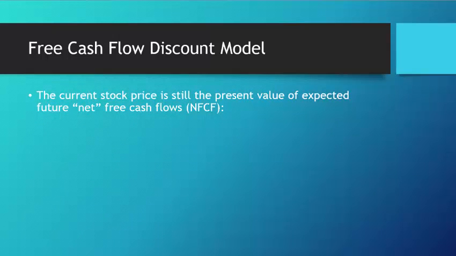If we were just looking at the price of the stock, then the current stock price is still the present value of expected future net free cash flows. And by net, I mean the net income that goes to everybody. So this is free cash flow to the shareholder. I don't know how else to say that, so I'm going to call it NFCF. The price today is the discounted sum of all future cash flows to the shareholders, which I'm calling NFCF. Deal with it. And we're going to discount it at the same R sub S.